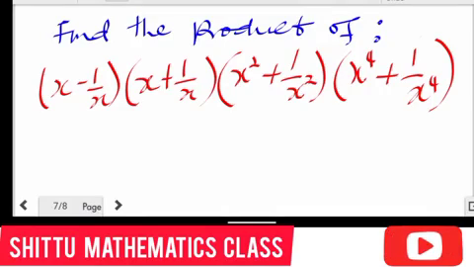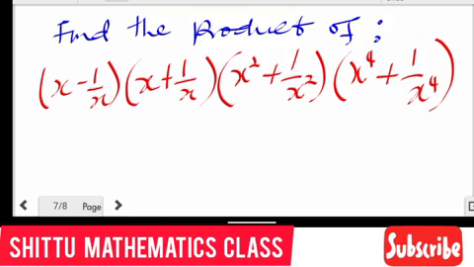In today's tutorial we are going to be looking at and evaluating this particular question on my board. The question says we should find the product of (x - 1/x)(x + 1/x)(x² + 1/x²)(x⁴ + 1/x⁴). If you see, the operation between these brackets is multiplication.